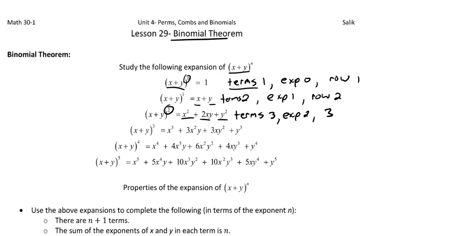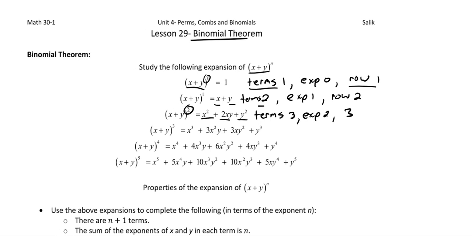Now we have a pattern. The terms and the row match each other. The number of terms that we have and the row that you're in will always match. And the exponent is always 1 less than the number of terms that we have going on. So that's the first part of the equation that we're going to be making in a bit. We're just finding patterns to begin with.